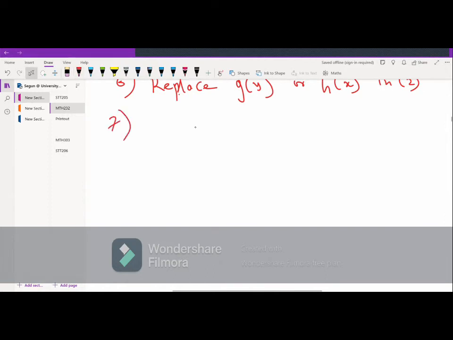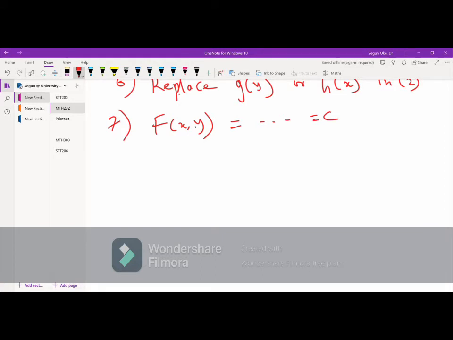Step 7. Just make sure you equate it to be equal to C, plus C or minus C. Equate everything to be equal to C after you've got all your solution.